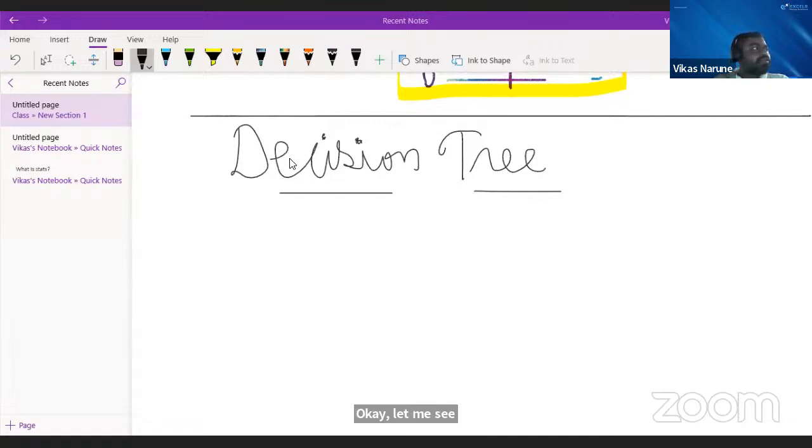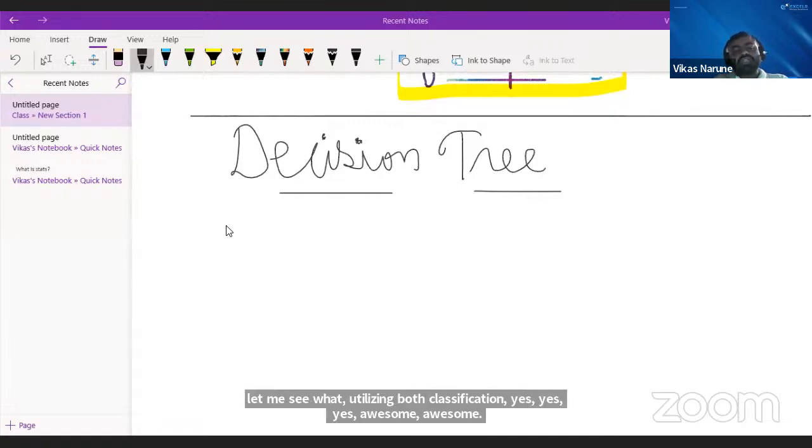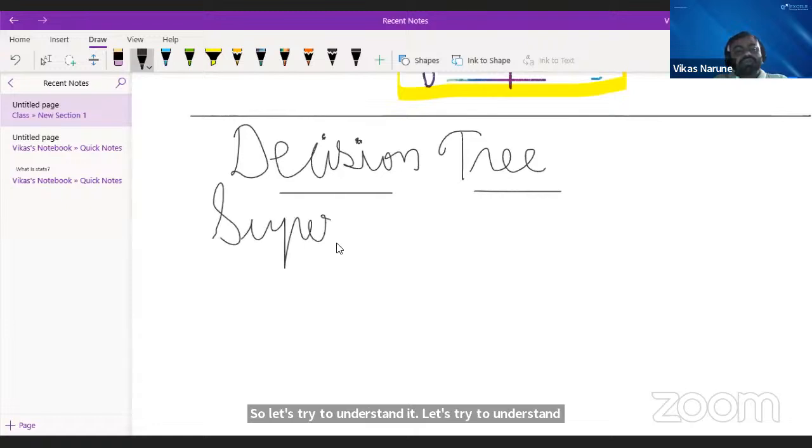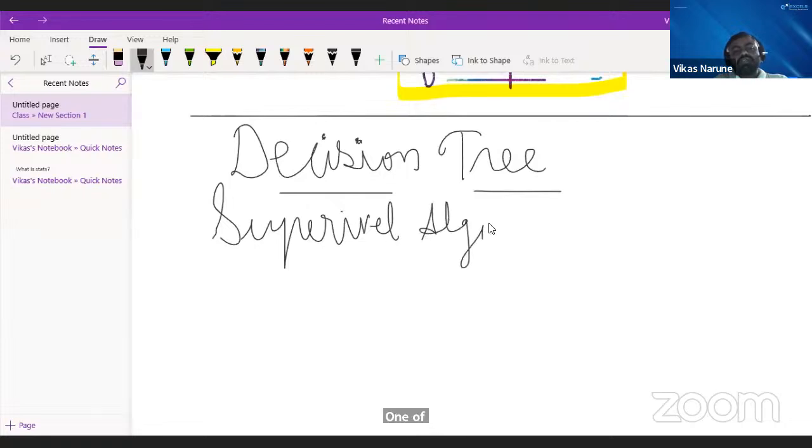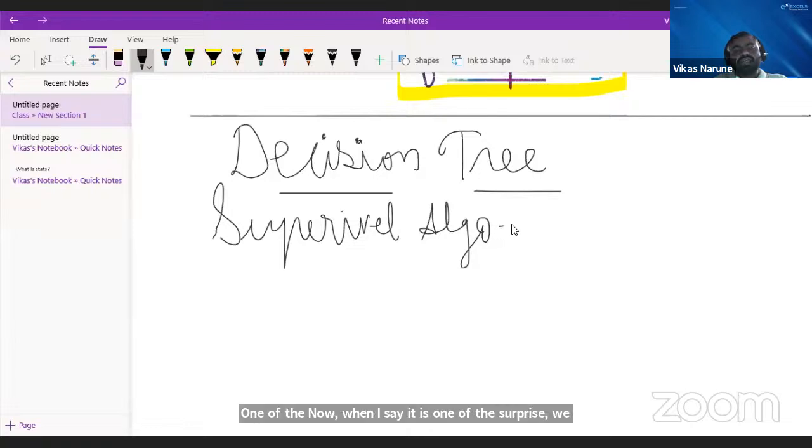So let's try to understand what a decision tree is. A decision tree is one of the supervised algorithms. When I say it is a supervised algorithm, we are already telling it what kind of data there is, and we are trying to label the data. It is also a versatile algorithm.